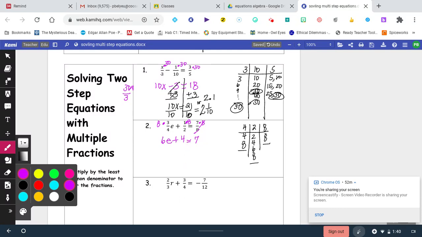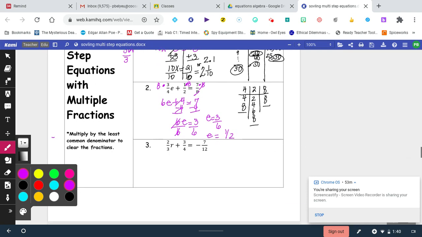Now, the one that's farther from the variable is 4. So we're going to get rid of the 4 with a minus 4. So you have 6e equals 3. And divide by 6. Well, e is equal to 3/6. But 3/6, in simplest form, is 1/2.